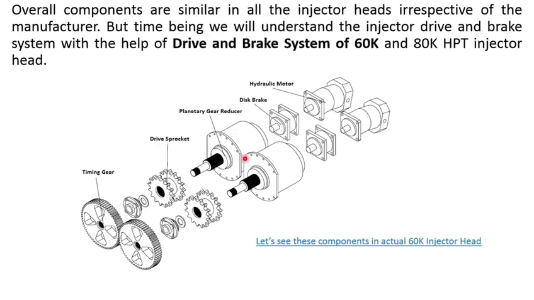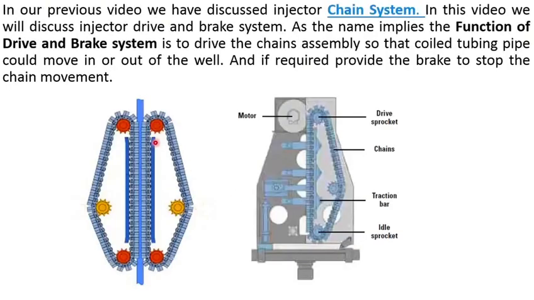The function of the planetary gear reducer is to reduce the speed of this drive shaft and then convert that speed into the torque. The output of this drive shaft is provided to the drive sprockets, which then drive the chains assembly. Let's see once again. So these are the two drive sprockets which are driven by the hydraulic motors, and then these sprockets drive these chains.